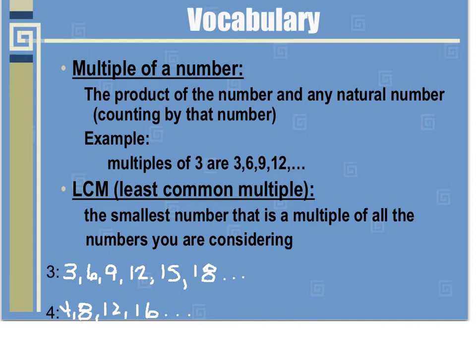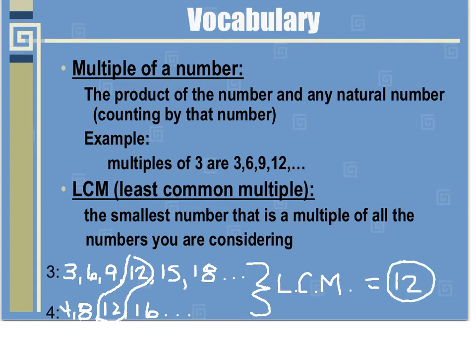So when I want to know the lowest or least common multiple, you'll notice here that I have 12, which is a multiple of 3 and 12 is a multiple of 4. So therefore I would say that the LCM of 3 and 4 equals 12. So, some vocabulary and then an example of how to use that skill.